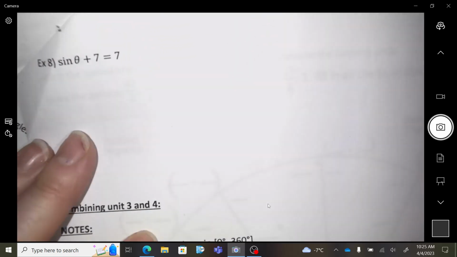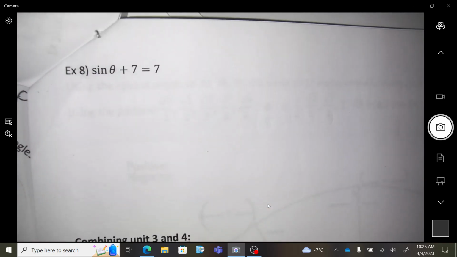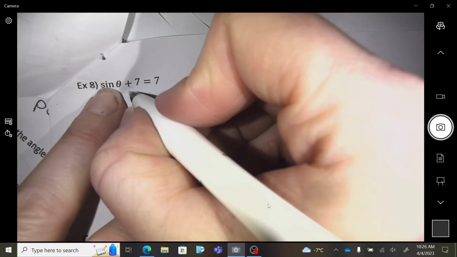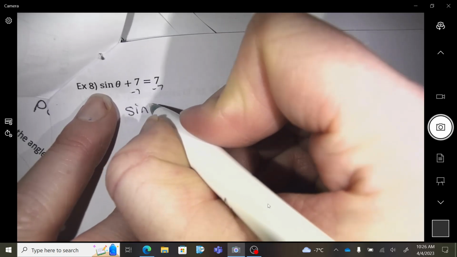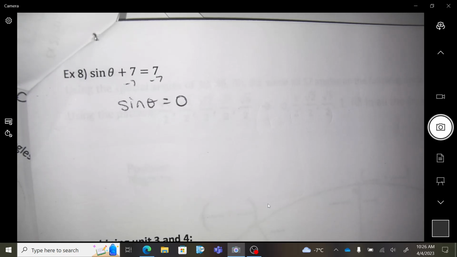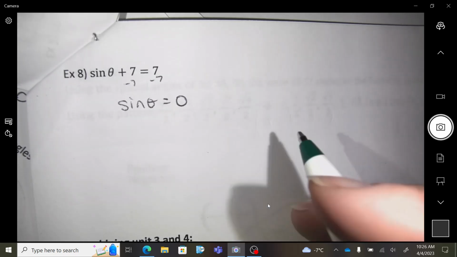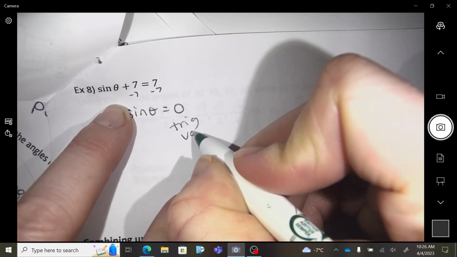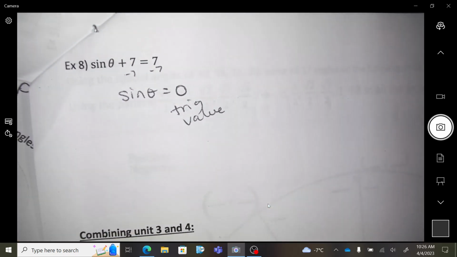Okay, number 8. Algebra first. So you go to your pink sheet and you say, what should I do? Isolate. There's only one variable. So isolate, I'm going to subtract 7. Okay, we are done the trig value part. That's a trig value. We're done part 1.